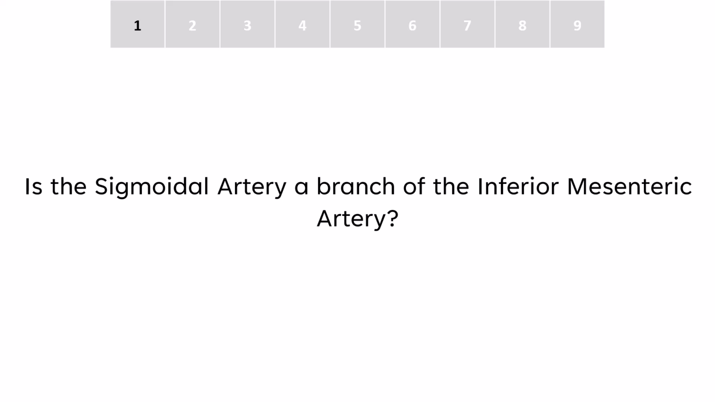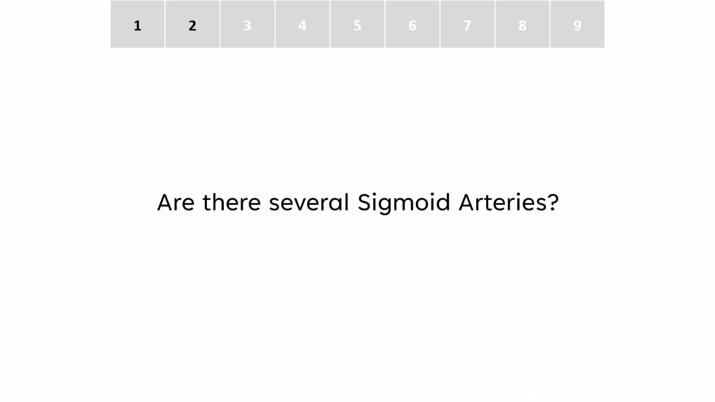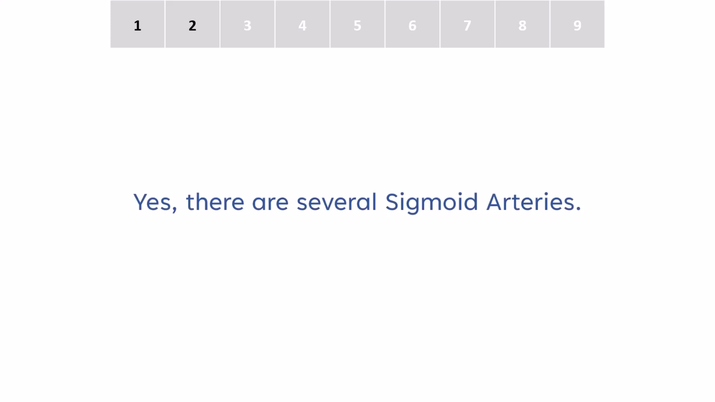Is the sigmoidal artery a branch of the inferior mesenteric artery? Yes, the sigmoidal artery is a branch of the inferior mesenteric artery. Are there several sigmoid arteries? Yes, there are several sigmoid arteries.